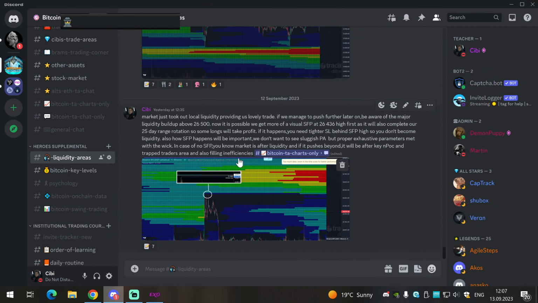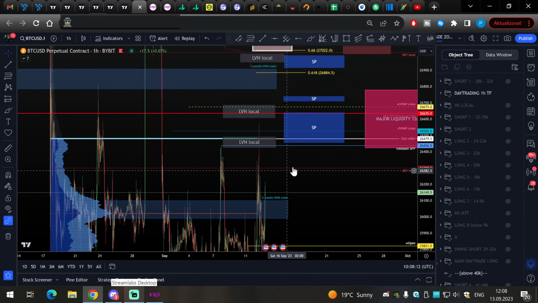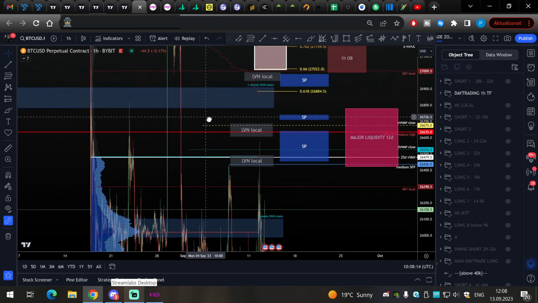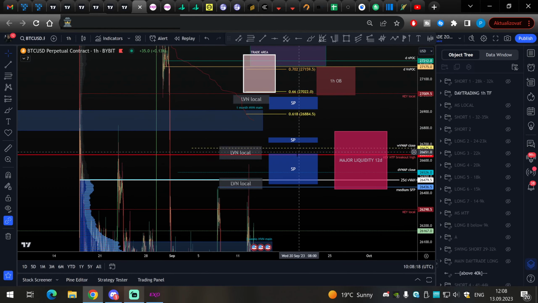So yeah, in case of no swing failure pattern, you know how the market is after liquidity, and if it pushes beyond, it will be after the key naked point of control and trap traders area, and also filling inefficiencies. So you already know everything. You already have a full plan for your trading, right? Nothing surprises you. If no swing failure pattern, the market is going after liquidity, local inefficiency filling, so single prints, low volume node single prints.